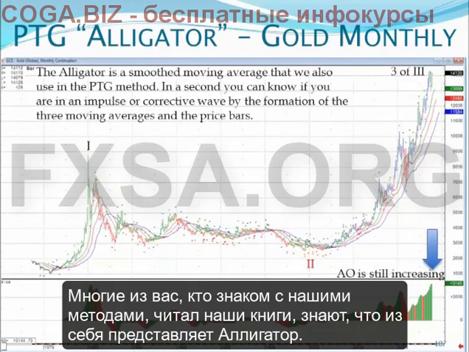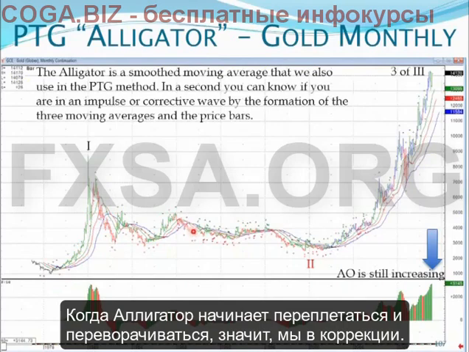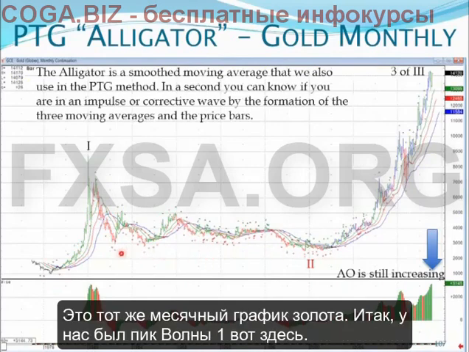For a lot of you that are familiar with our methods, or have read any of our books, you do know what the alligator is. I've added it here at the end, and you can see when the alligator's wide open, we're in a trending market. When the alligator starts to twist and turn, we're in a correction. And this is that same gold chart, monthly.